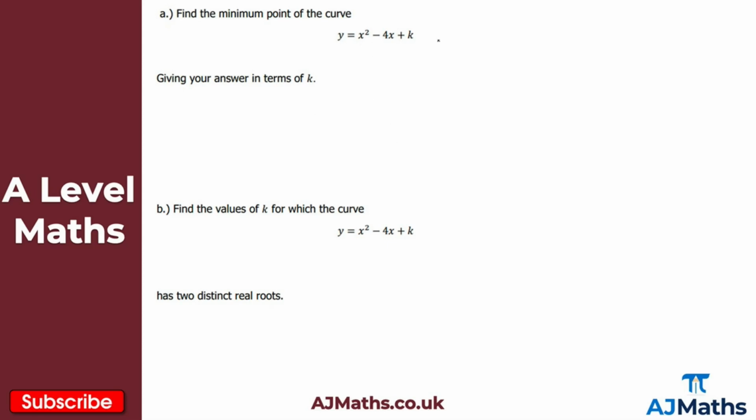So let's just begin by completing the square here on this. The coefficient of x squared is 1, so we can just go straight into completing the square. So we get x minus 2 all squared. We subtract this value squared, so minus 4. And then don't forget the plus k.